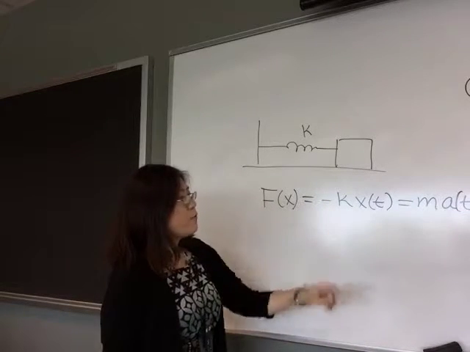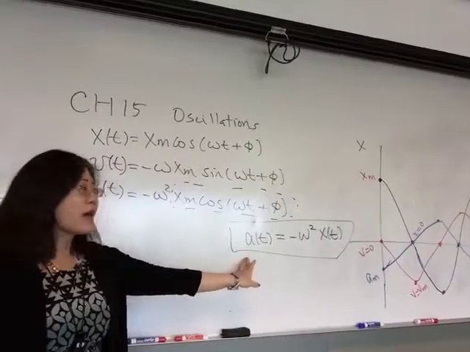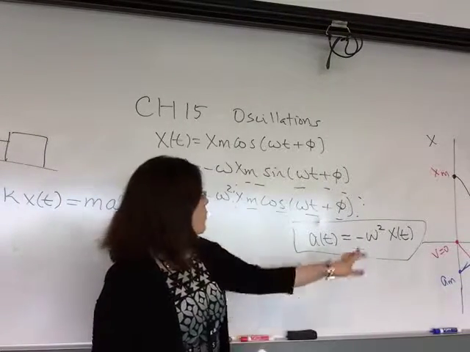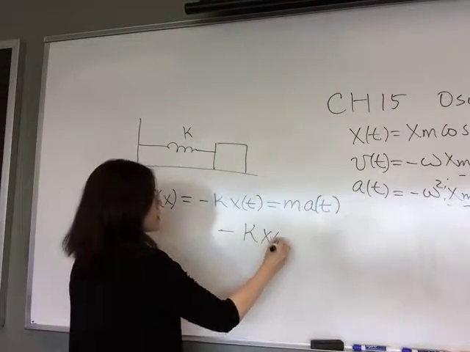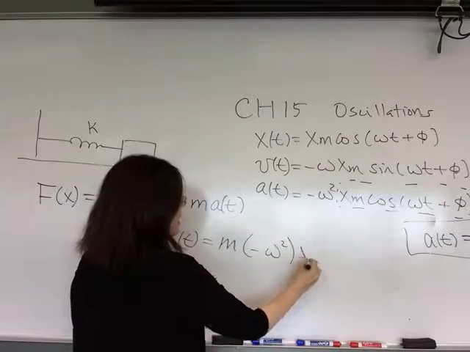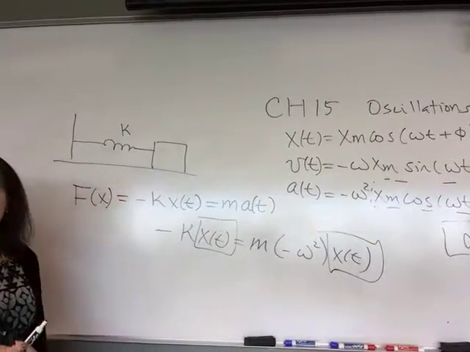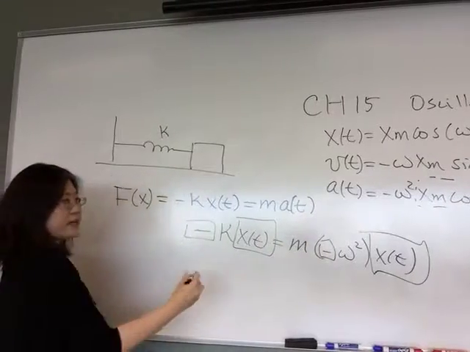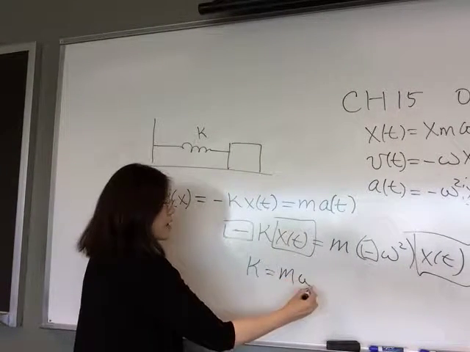So now, what do we do with this information? We already know the relationship between acceleration and displacement. So we can replace the acceleration by this expression and see what we get. Okay, so we have negative k x of t equal to the mass of the block times a of t, which is equal to negative omega squared times x of t. The x of t cancels on both sides of the equation, and the negatives cancel each other as well. So your k, the spring constant, not the kinetic energy, is equal to mass times omega squared.